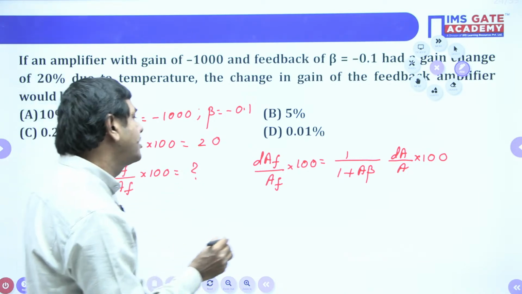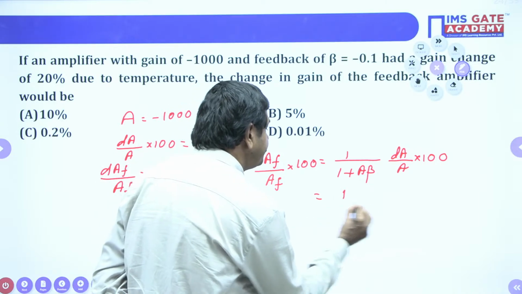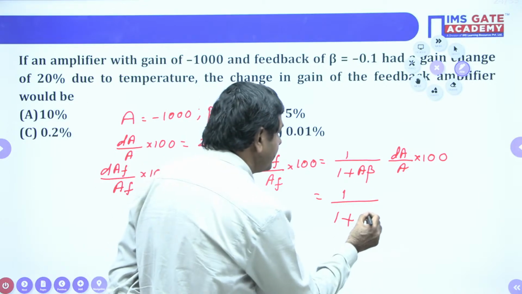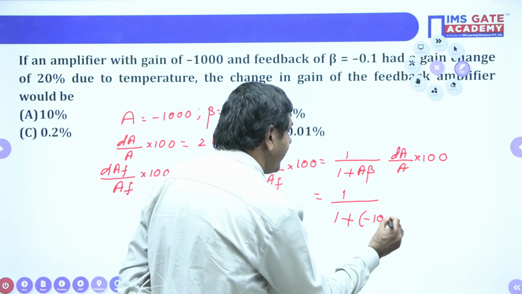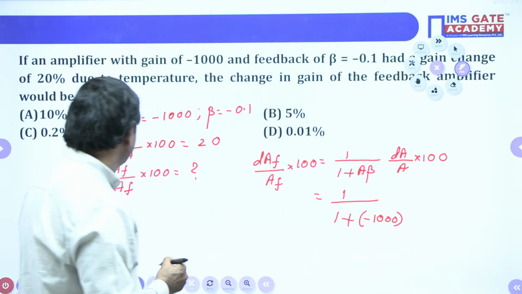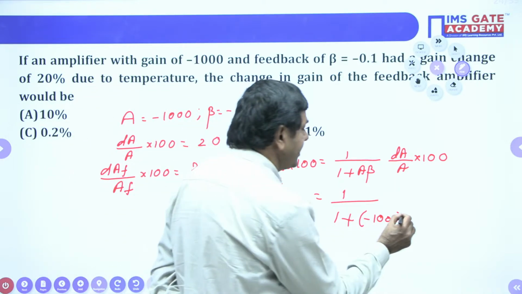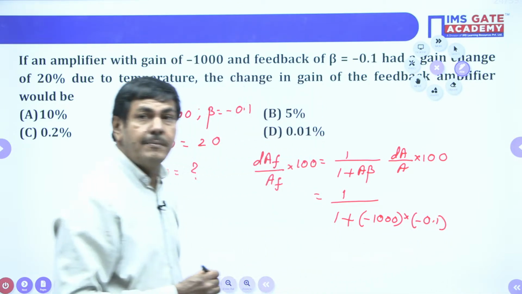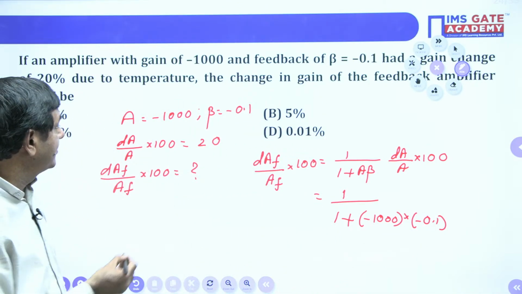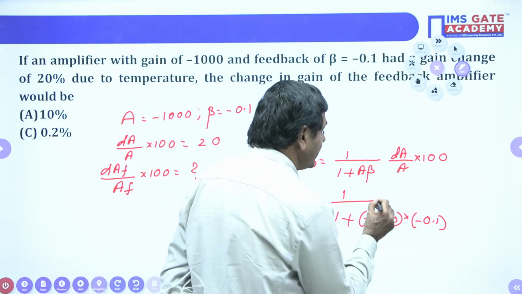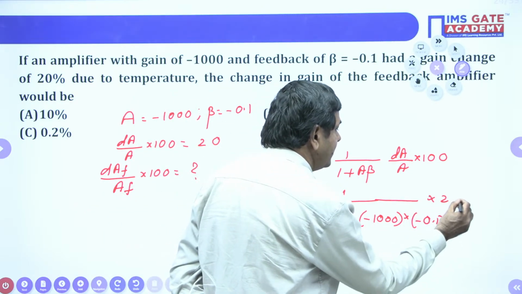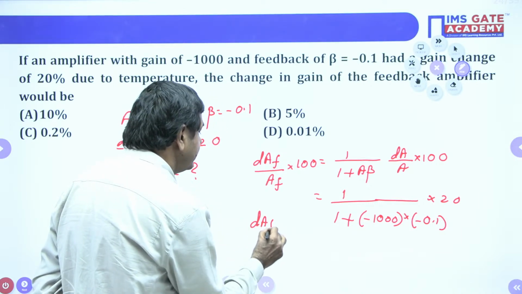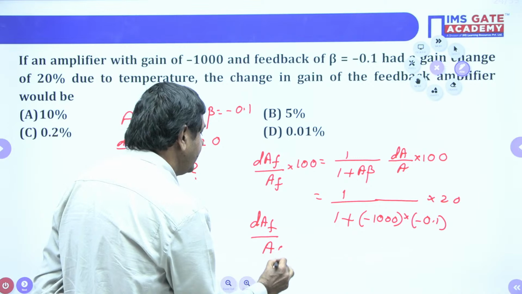Now substitute these values. 1 by 1 plus A, which is given as minus 1000, so we put minus 1000 here. Beta is given as minus 0.1, so we put minus 0.1. And dA by A into 100 is given as 20, so I put 20 here. Use the calculator. You will get dAF by AF into 100 directly.